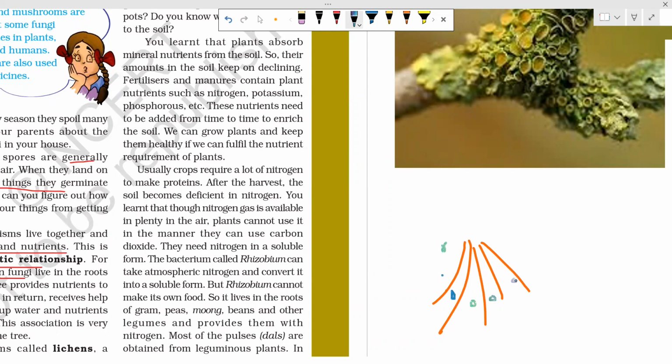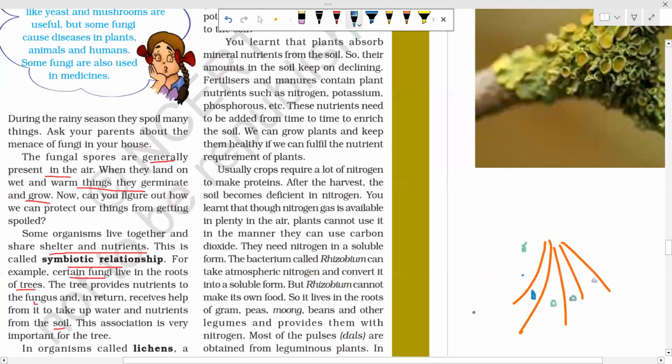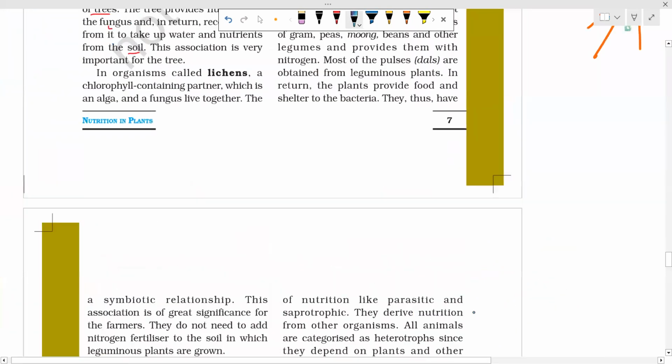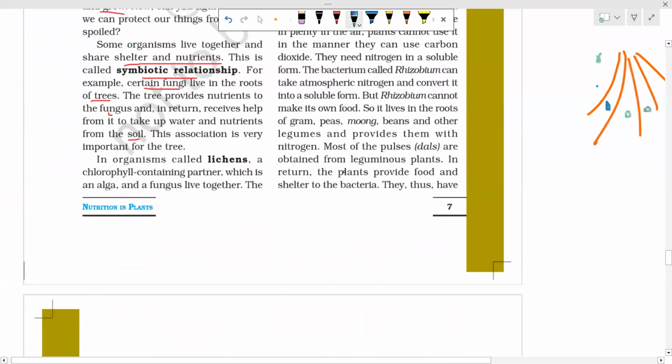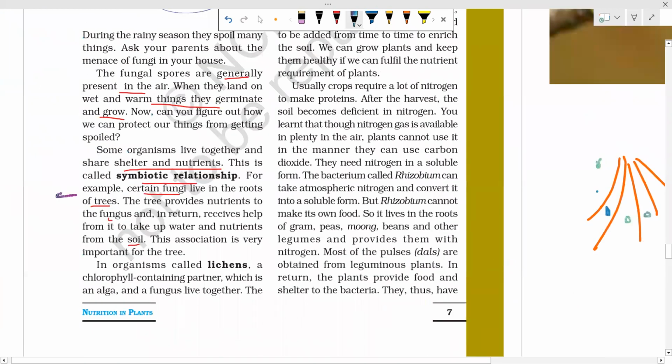And in return, what does the fungus get? See, fungus cannot produce its own food. So it will get food from the plant. So this association is called mycorrhizal association. Here it is called mycorrhiza.